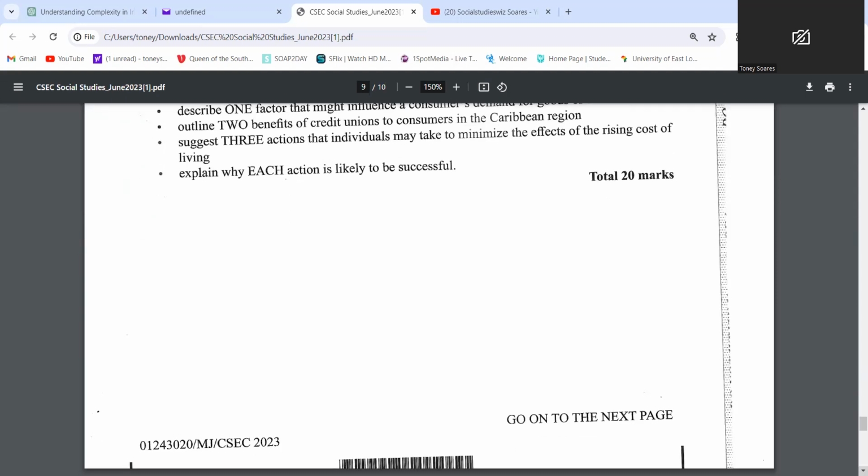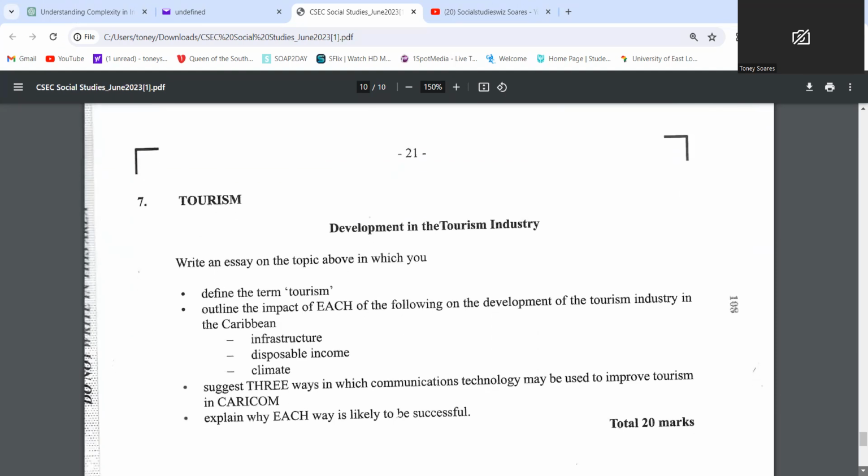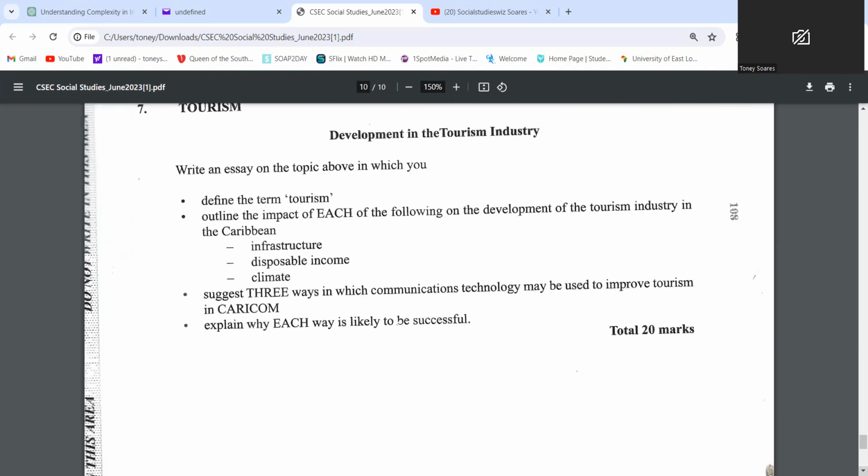Forgive me. 20 out of 20 for the consumer affairs question. Now let's look at the tourism question. All right, so it says, what is tourism? I'm going to give you 30 seconds to just Google what tourism is. All right, share your definition now of tourism.